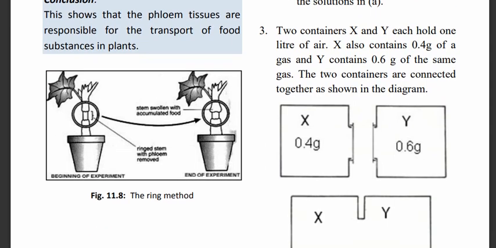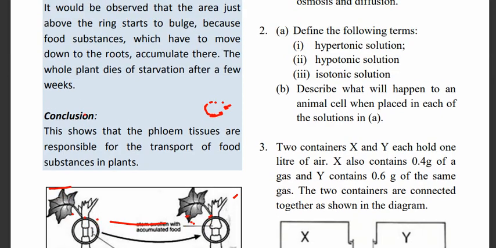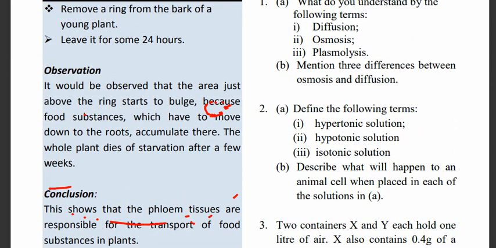Alright, so this is the ringing experiment. Beginning of experiment: remove the bark, the phloem tissue, from the stem. As you can see, at the end of the experiment, it is bulging here because all the food is being accumulated here. That's why you see that it is swollen up here. So within a short time, the plant will die of starvation.